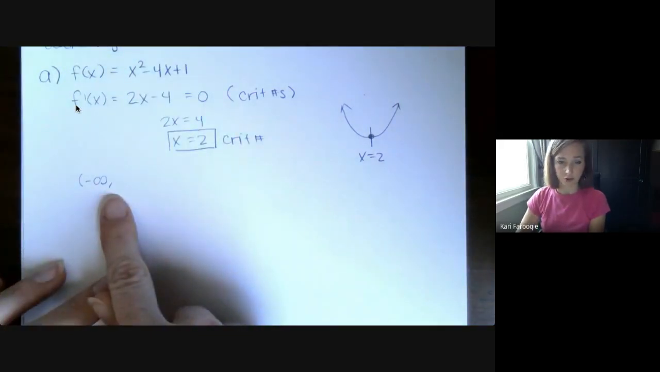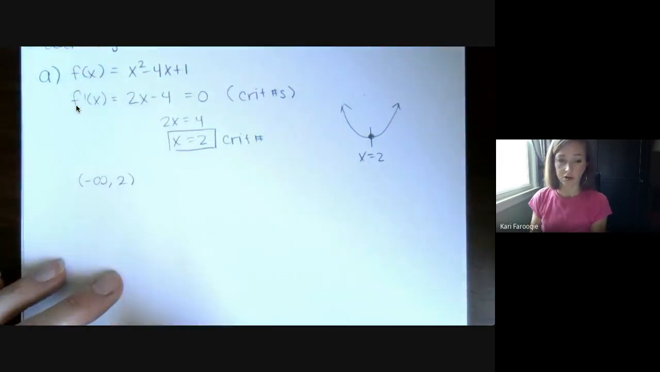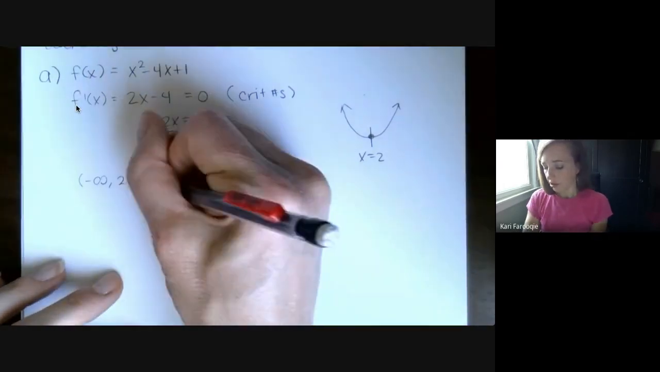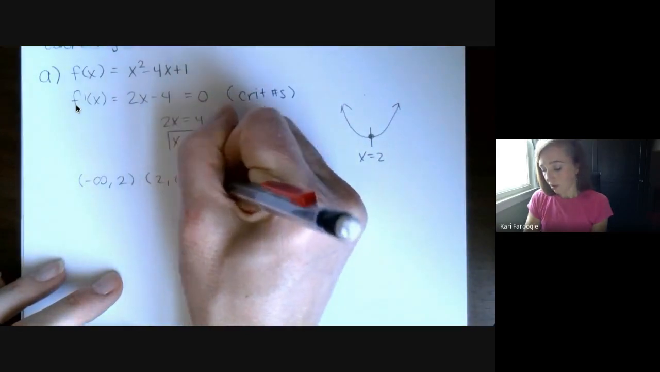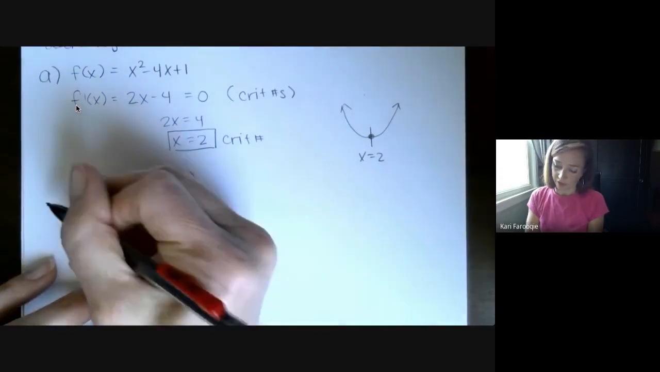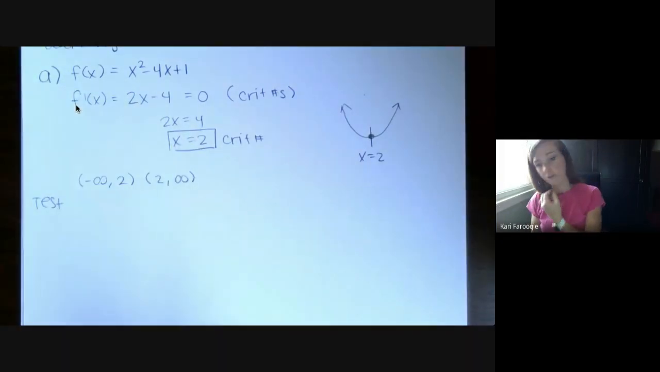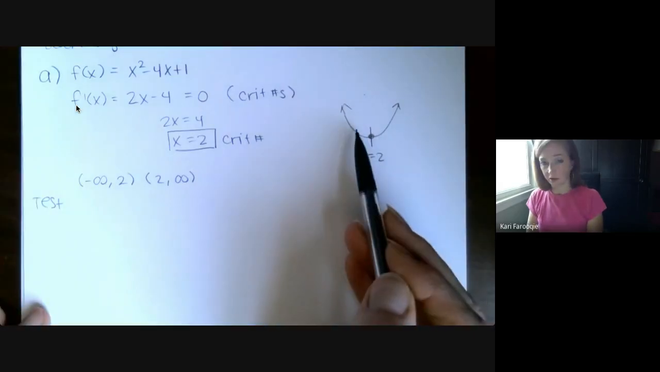Well, our domain goes all the way down to -infinity, and it goes all the way up to your critical number. And then you're going to have another interval that goes from your critical number all the way up to the rest of your domain. You're going to come up with a test value. Let's say, for instance, 0.